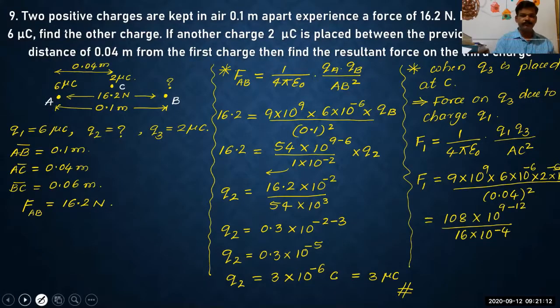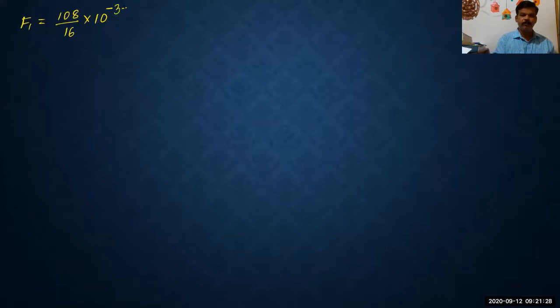See, we are left with 108 divided by 16 into 10 raised to... See, if the denominator is taken to the numerator, then it is 10 raised to minus 3 plus 4. Okay, so 10 raised to minus 3, then it becomes plus 4. So what is 108 divided by 16?